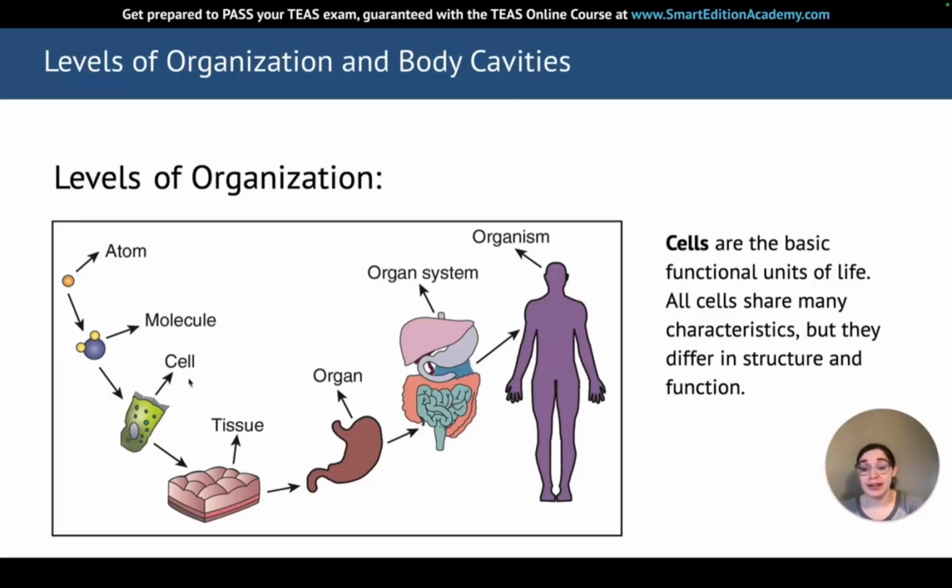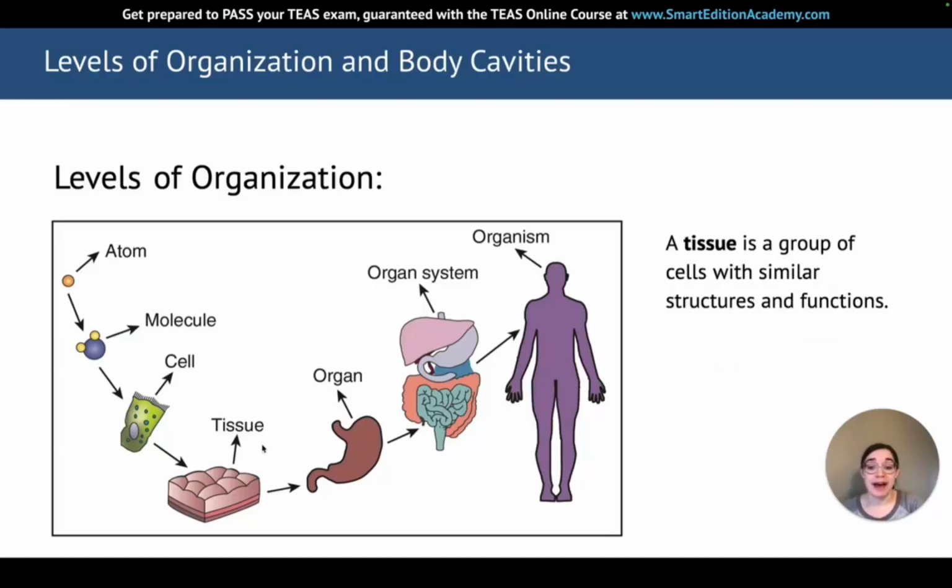Next we have the cellular level, and cells are the basic functional units of life. A cell can be thought of as a whole, as we'll see later on. It can be a simple whole. All cells share many characteristics, but they do differ in structure and function depending on where they are located and what their purpose is. So they have similarities, they have differences as well. After cell, we have the tissue level. A tissue is a group of cells with similar structures and functions, and we can add to that similar extracellular substances between or among their cells.